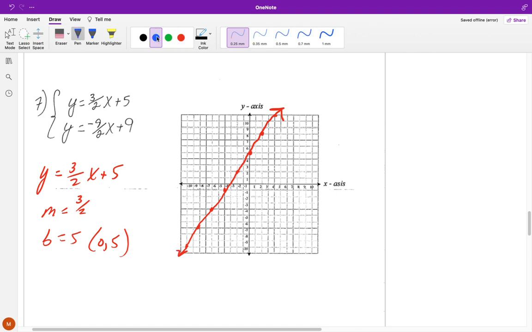All right. So there's the red graph, and the blue one. y is equal to negative 9/2 x plus 9. Well, our slope is equal to negative 9/2. Our b is equal to 9, so it's the point (0, 9). So it's up here. And now I'm going down 9 and over 2, and down 9 and over 2. So there's those points. So now I'm going to draw the line connecting these.